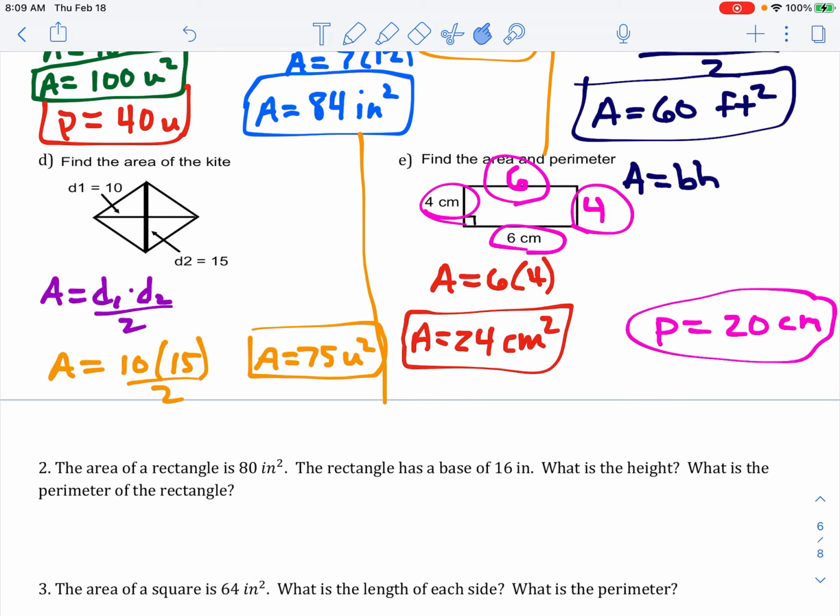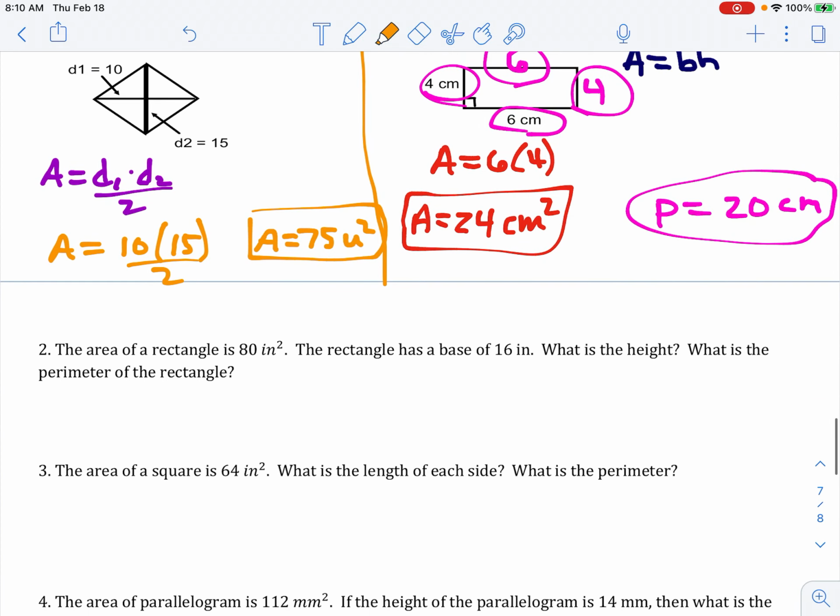All right, so there's some solving areas, plugging them into the correct formula. Let's go ahead and look at a couple where they give us word problems and we're trying to work backwards or plug it in according to what they give us. So here we go. Ooh, you'll notice right away this starts off with the area of a rectangle is.